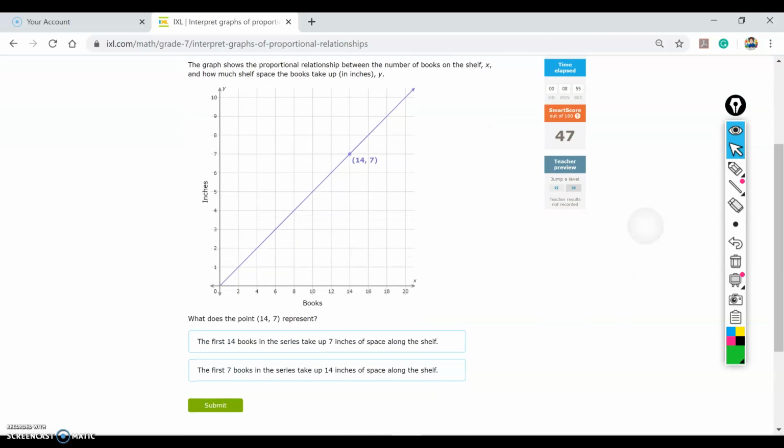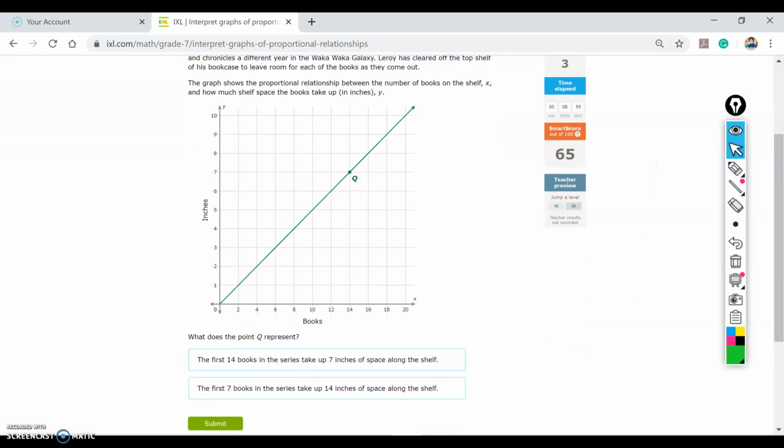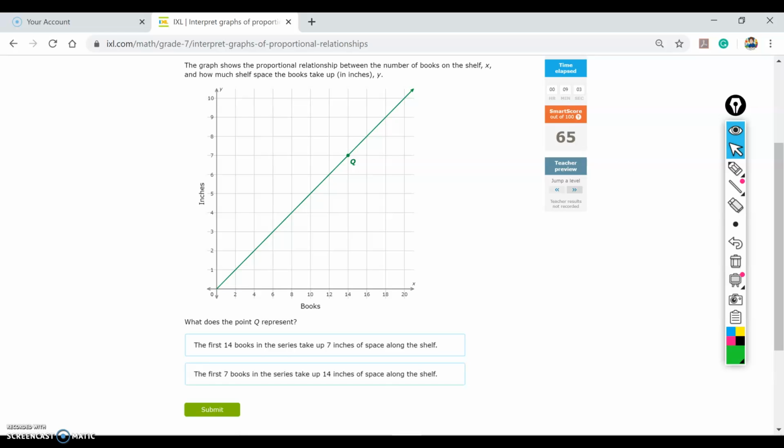The 14, this one is kind of the same one. Let me see on this one. Ooh, this one. 65. Ooh, what do you see new on this problem? What is given and what is not given? Yeah, the points are not given.